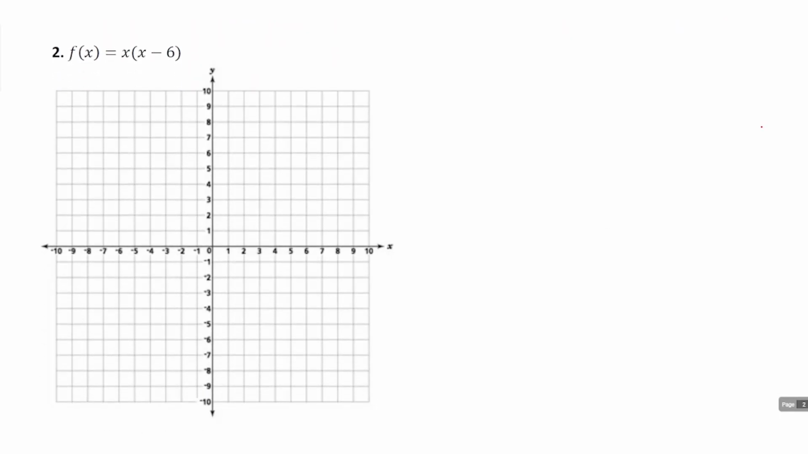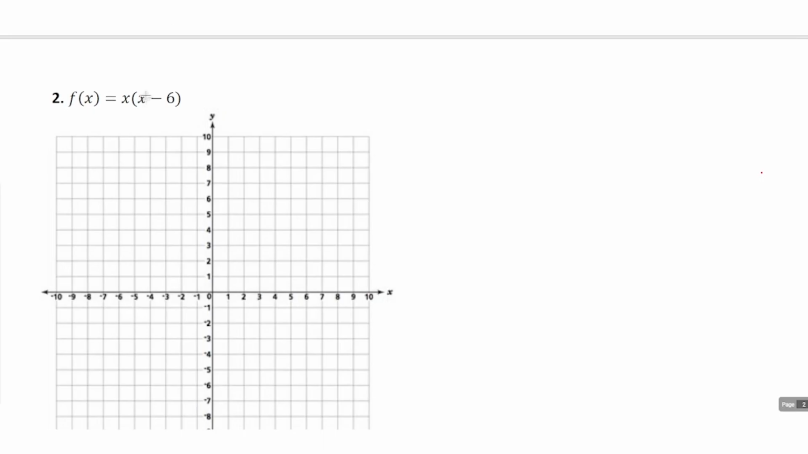Now in this one, our function's already in factored form, which will be convenient for when we find the x-intercepts, but we still need to find the axis of symmetry and vertex, so we really do need this in standard form. So I'm going to distribute the x to get this into standard form. That's going to give me x squared minus 6x. Notice there's no constant here, so that c term will be 0.